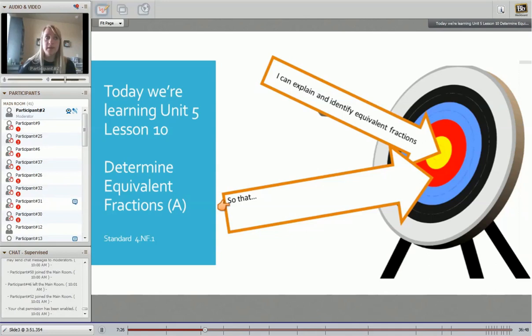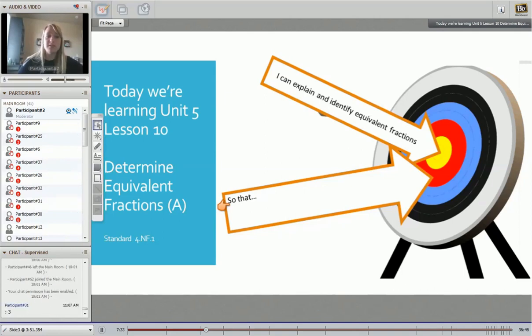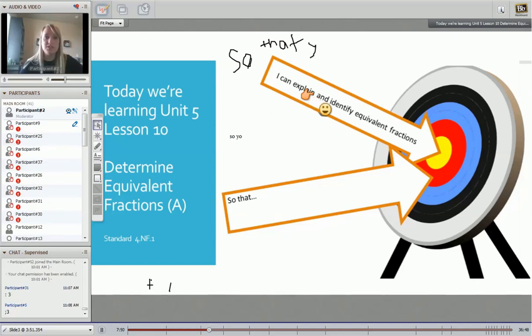Use your tools the right way, and I'm going to let you write it on the board or in chat. Please be respectful with tools. Why would we want to be able to identify and explain equivalent fractions? And if everyone would use the typing tool, we'll probably be able to save some space on the board.